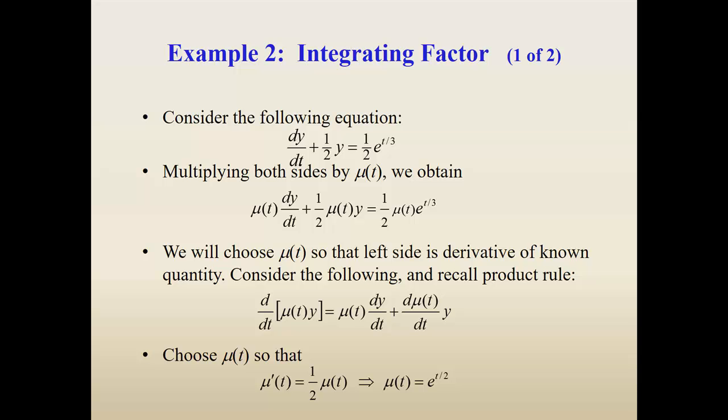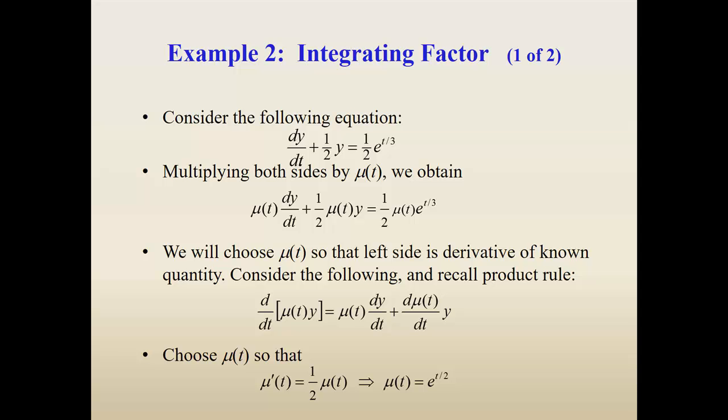Notice in this case, my forcing term on the right-hand side, by forcing I mean the non-y term, isn't a constant. So even though the 1/2 in front of y is constant, that 1/2 e to the t over 3 is going to cause some issues. I can't separate them. So what I do is multiply both sides of the equation by some unknown function mu.